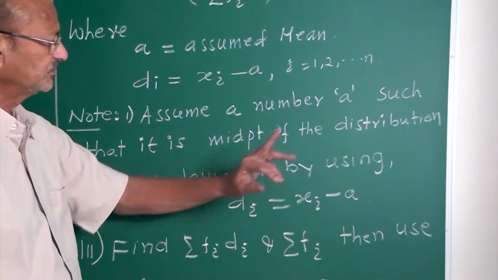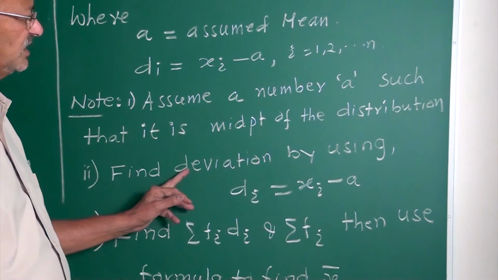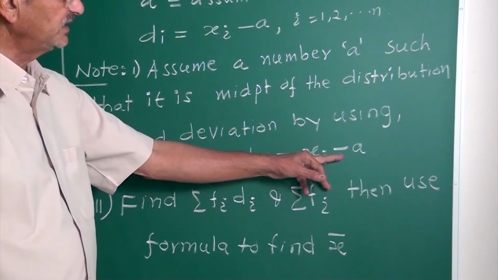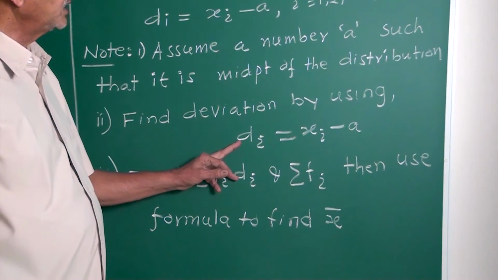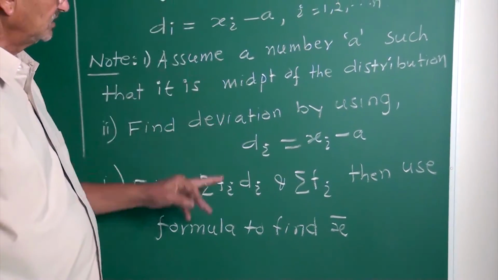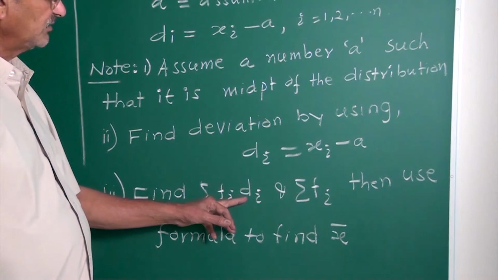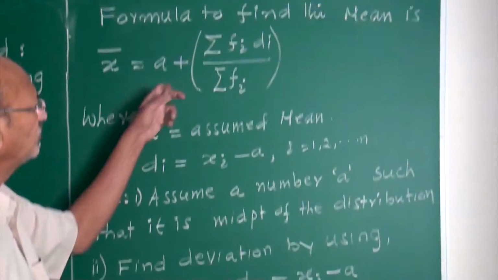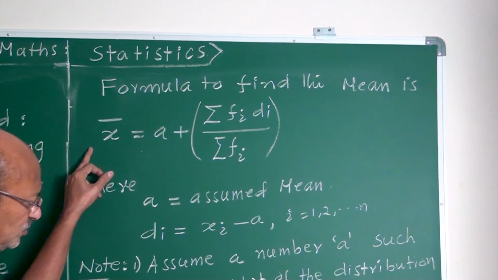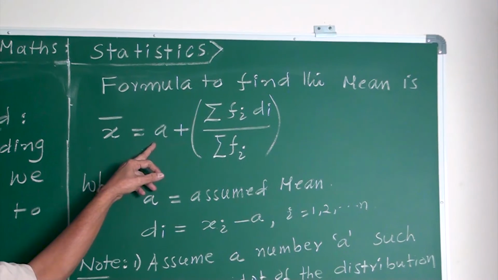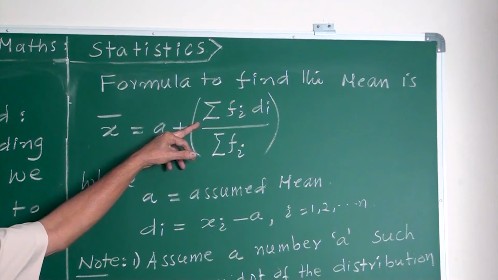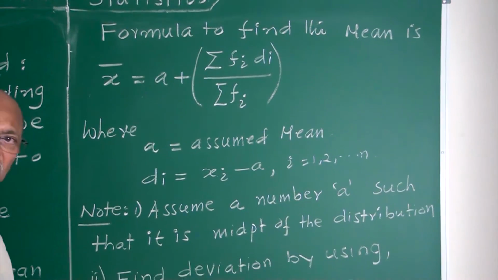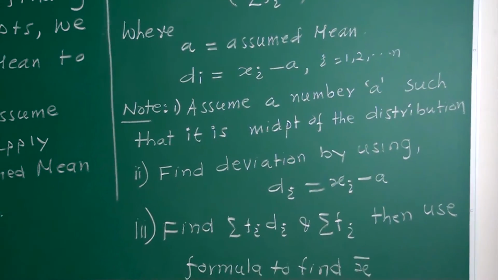I will explain it. Find the deviation by using the formula di equal to xi minus A. After finding di, anyway fi is given, find what? Sigma fi di, sigma fi, then use this formula to find x bar. Then use the formula A plus sigma fi di upon sigma fi to find the mean. Yes, my friends, just 1 minute, copy, to explain it once again.